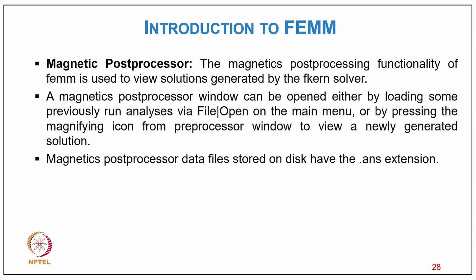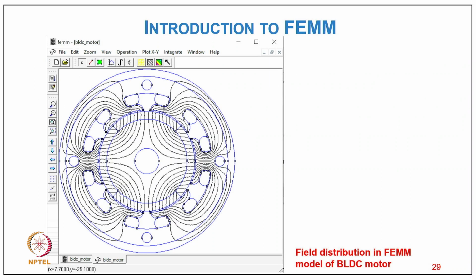And now coming to the magnetic post processor. The magnetic post processing functionality of FEMM is used to view solutions generated by the solver, and a magnetic post processor window can be opened either by loading some previous run analysis via the file menu on the main menu, or by pressing the magnifying icon from the preprocessor window to view a newly generated solution. Magnetic post processor data files stored on disk have the .ans extension. You can see here how the typical field distribution in the FEMM model of the BLDC looks.